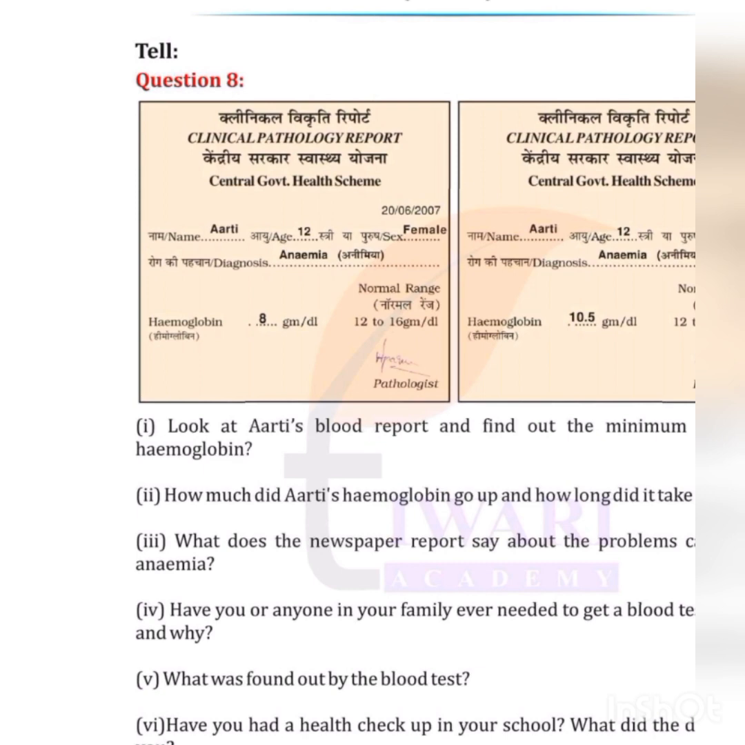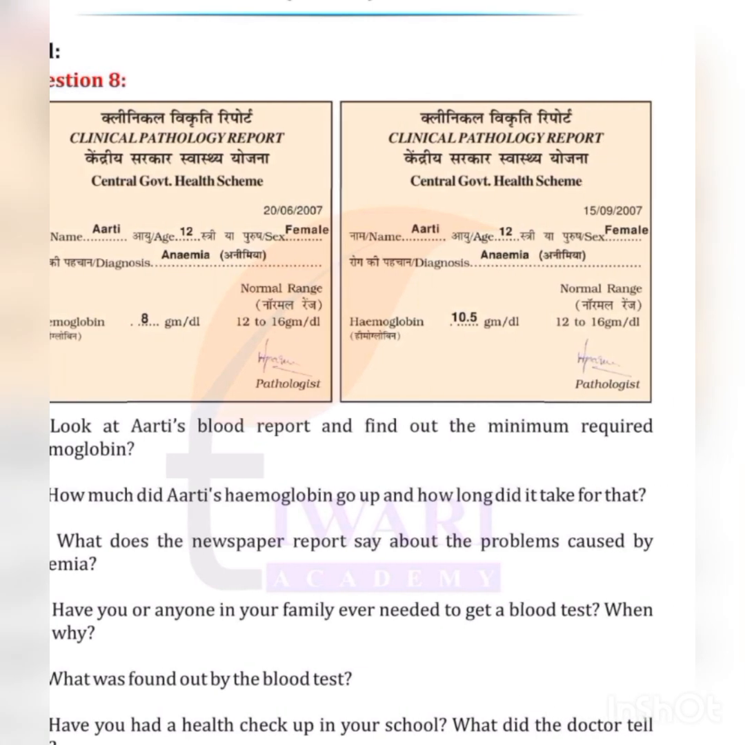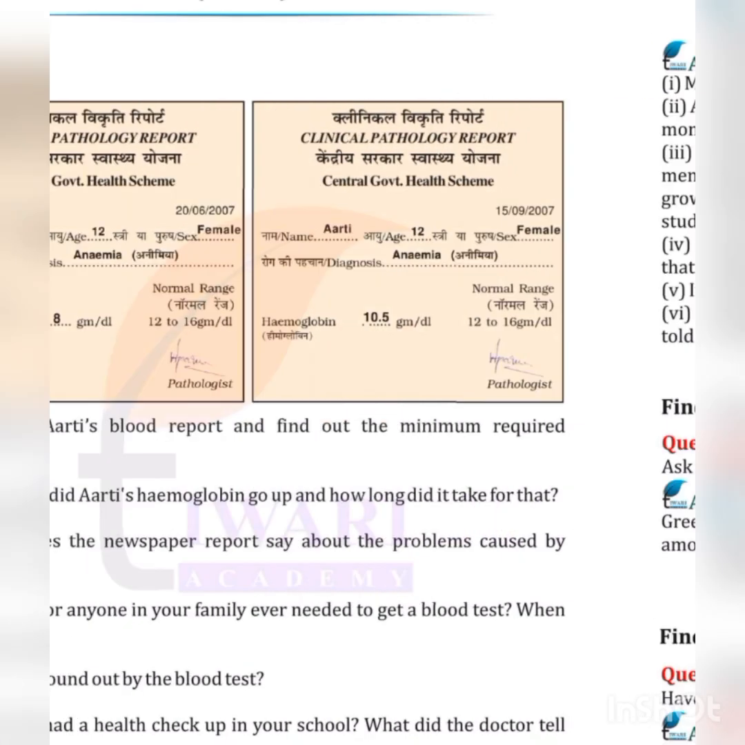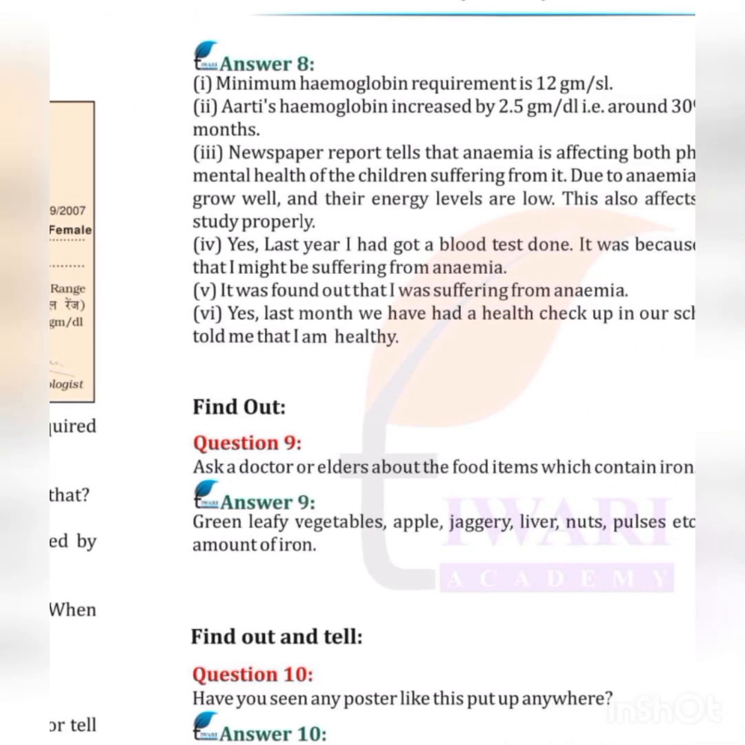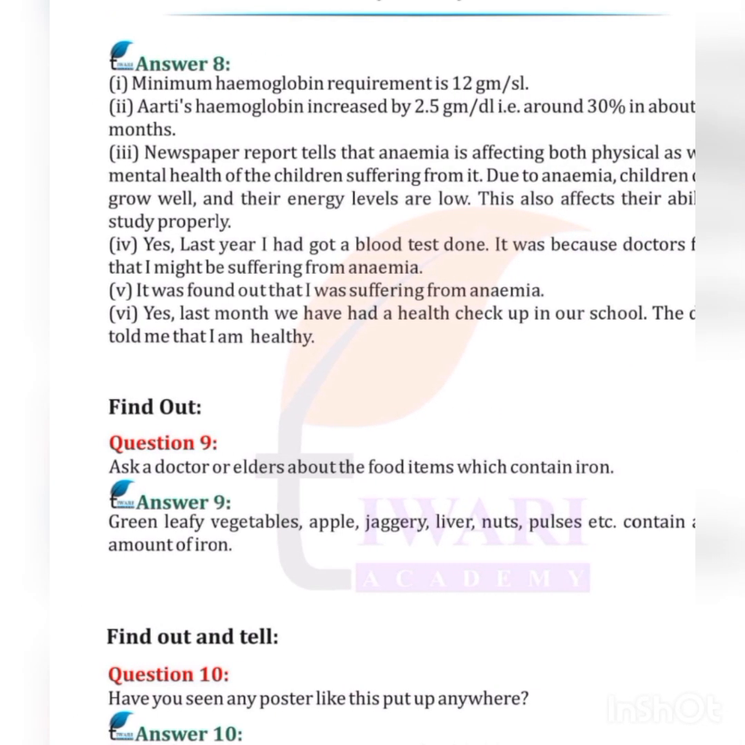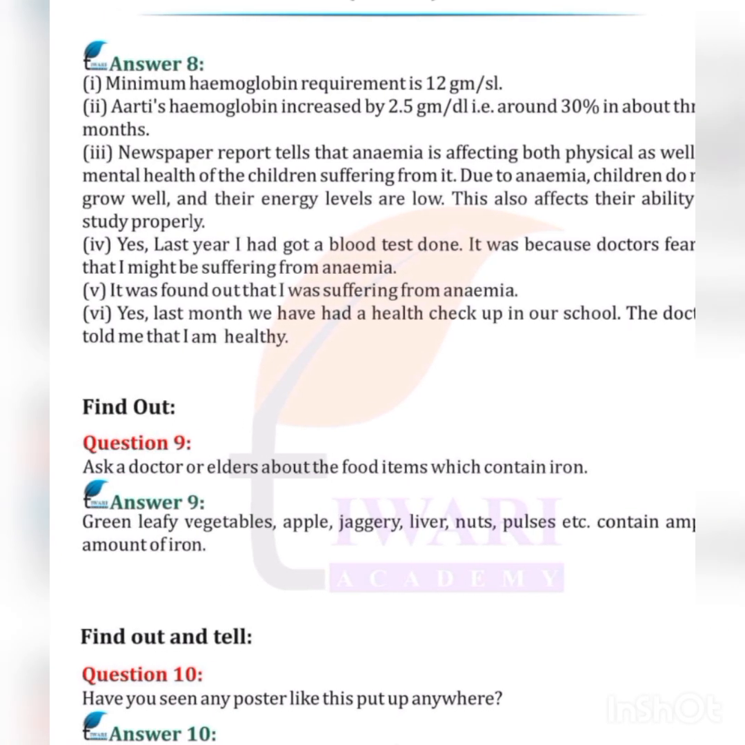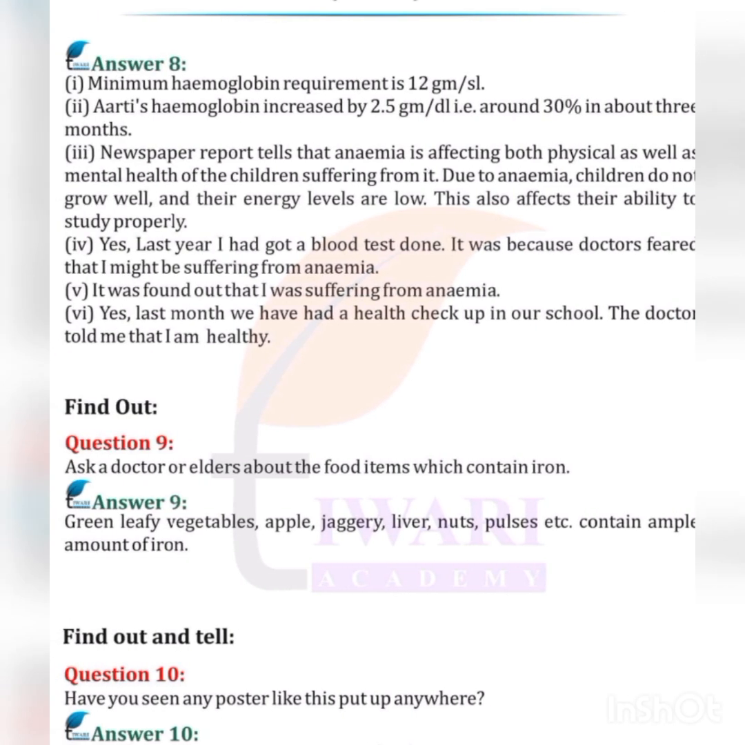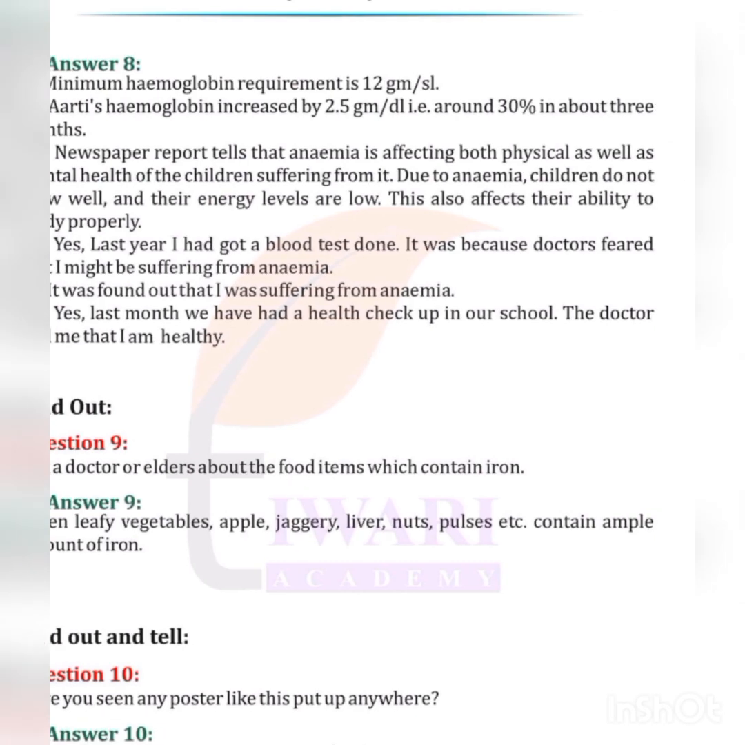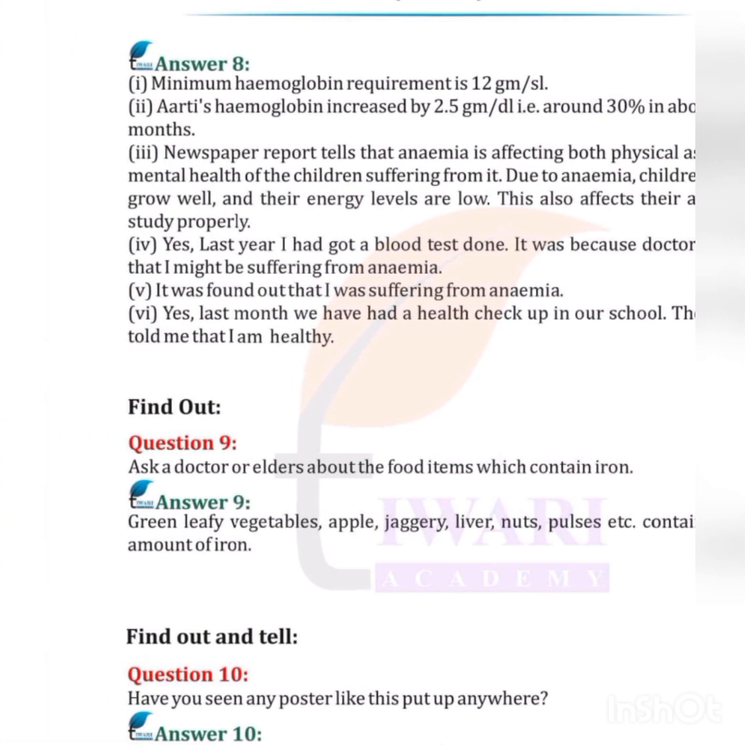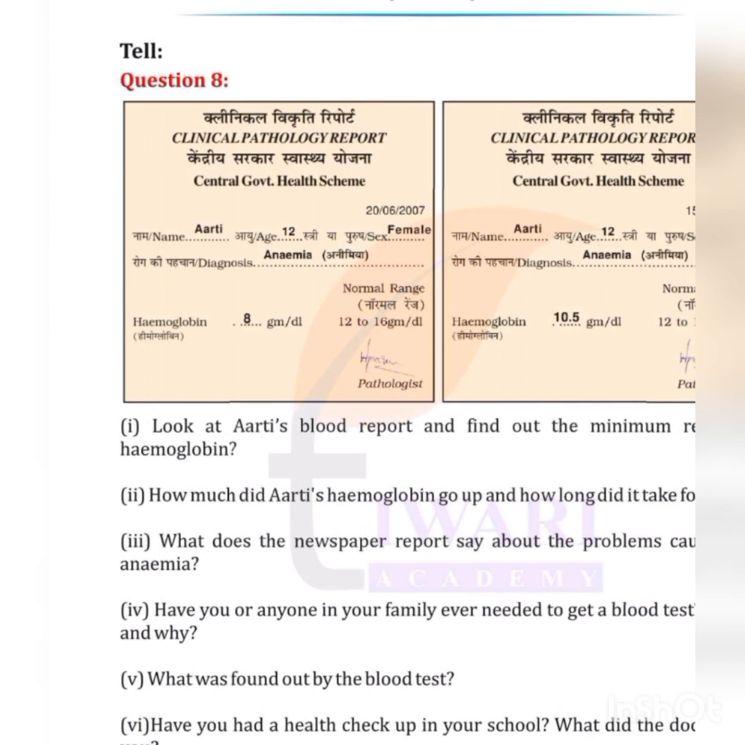What does the newspaper report say about the problems caused by anemia? The answer is the newspaper report tells that anemia is affecting both the physical as well as mental health of the children suffering from it. Due to anemia, children do not grow well and their energy levels are low. So this also affects their ability to study properly. Let's see the next question.